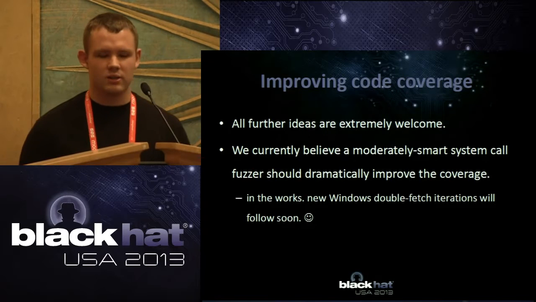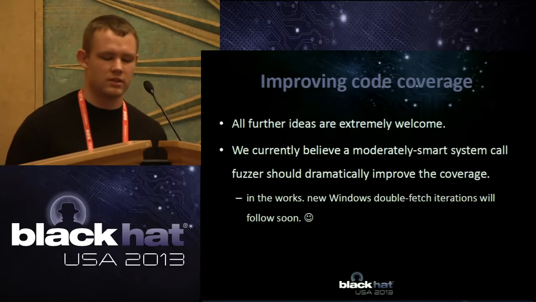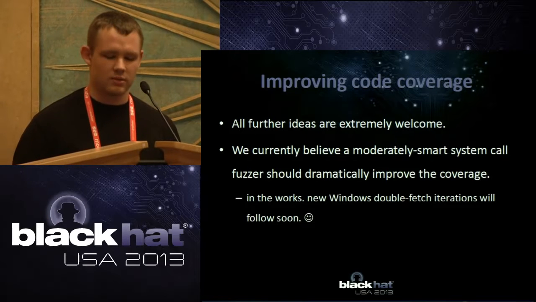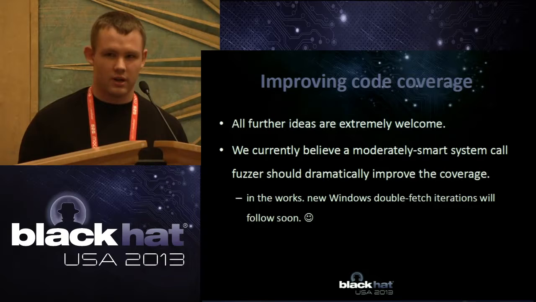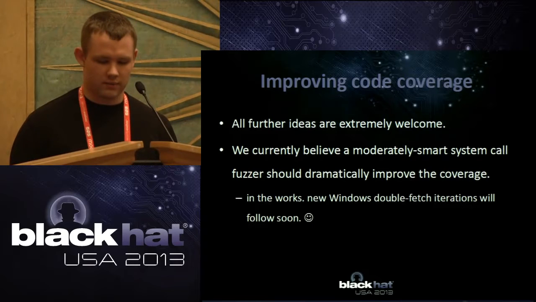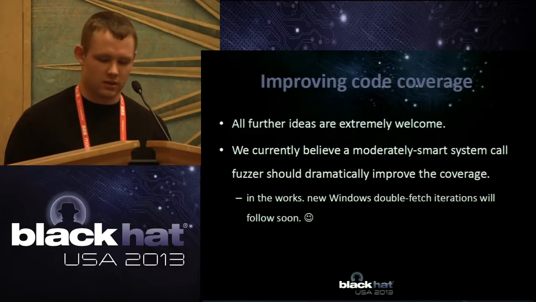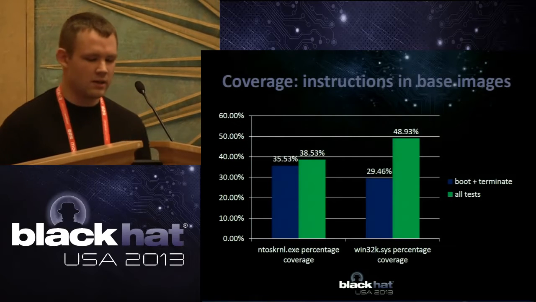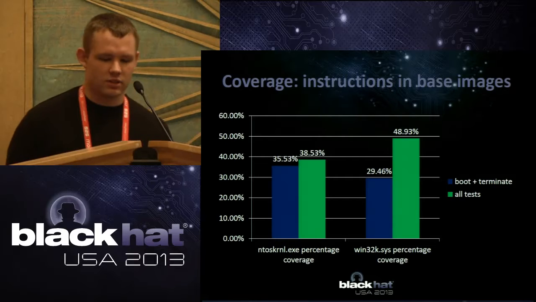And our current belief is that if we have a moderately smart system called a fuzzer, we could really dramatically, like maybe twice or 3 times, improve the code coverage that we have now. So we are currently working on that, and maybe some new Windows bugs will be found and reported soon thanks to this. So there are some statistics regarding the code coverage that we have right now.